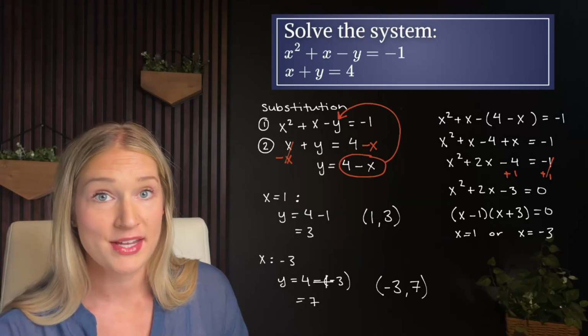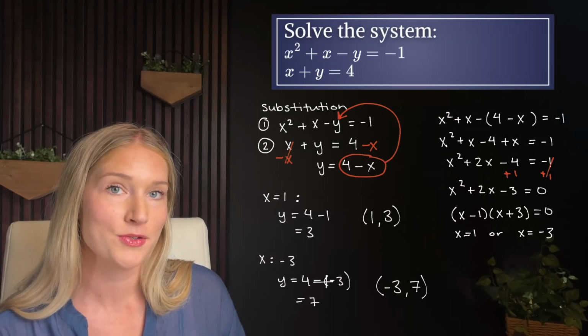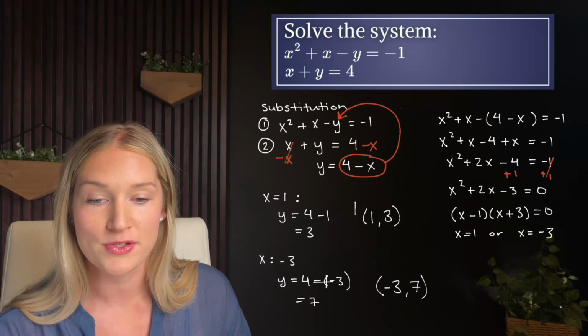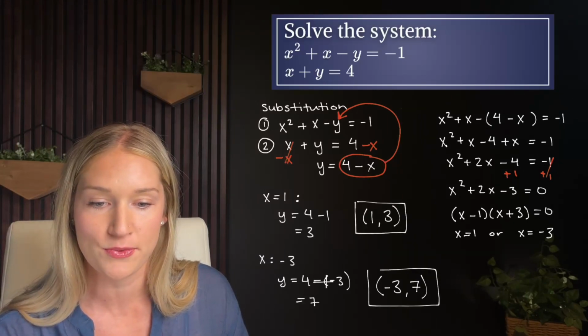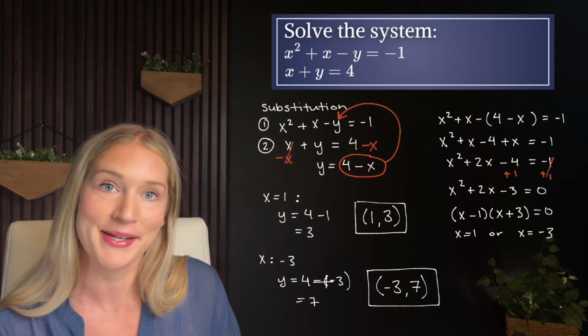So this tells me that my parabola and my line cross at 2 separate points. Those points are (1, 3) and (-3, 7). So those are the solutions to my nonlinear system.